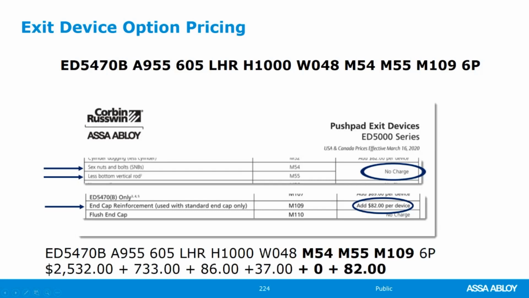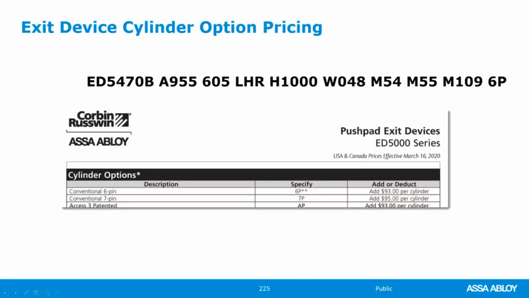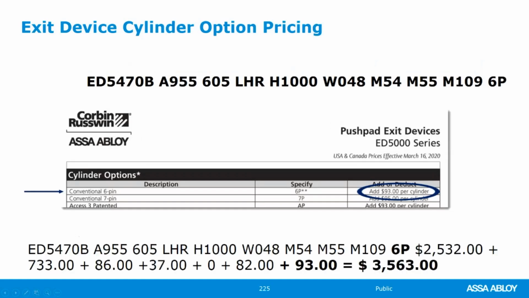Now we need to add our cylinder because we do not include the cylinder. Our 6P conventional 6-pin cylinder adds $93. So our list price for that device goes up to $3,563 for the complete device with all the options.